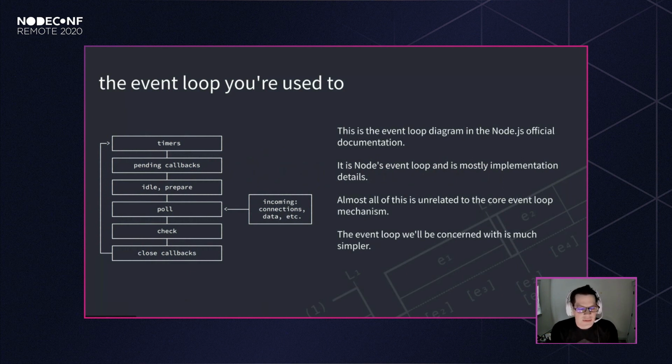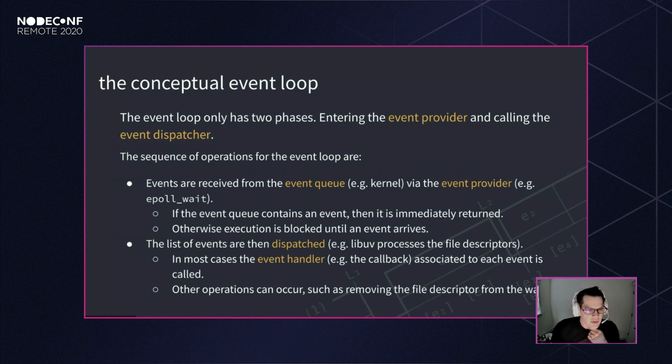But the problem is that this event loop isn't simplified enough. It isn't close enough to the conceptual event loop. There are a lot of implementation details to be concerned about that make things too complicated when you're trying to reason about how the event loop works. So to simplify it, we can look at the event loop as having only 2 phases. The first one is the event provider, and the second one is the event dispatcher. And there's just a couple simple operations it goes through.